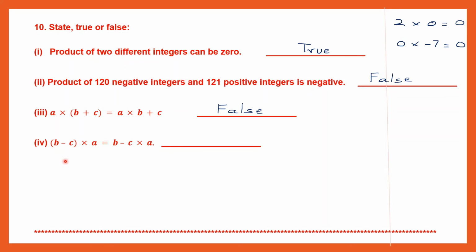Question 4. Here also we have (B minus C) in brackets into A is equal to B minus (C into A). So let's work this out and see. So here also we have to multiply A into C and A into B. So A into B is AB minus A into C is AC. So on the left hand side we have AB minus AC. Now on the right hand side we have B minus A into C is AC. So as you can see, the left hand side and the right hand side are not the same. They are not equal to each other. That means this statement is false.